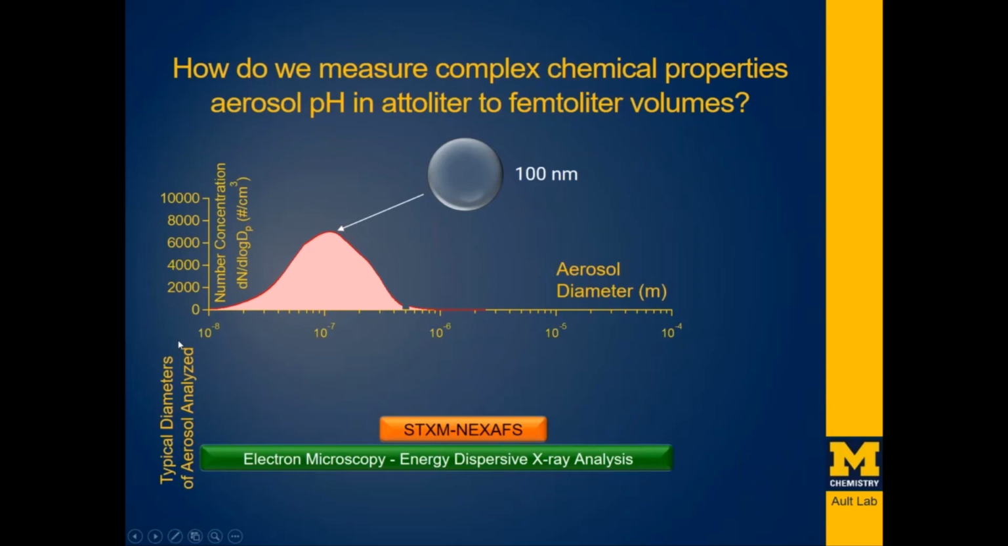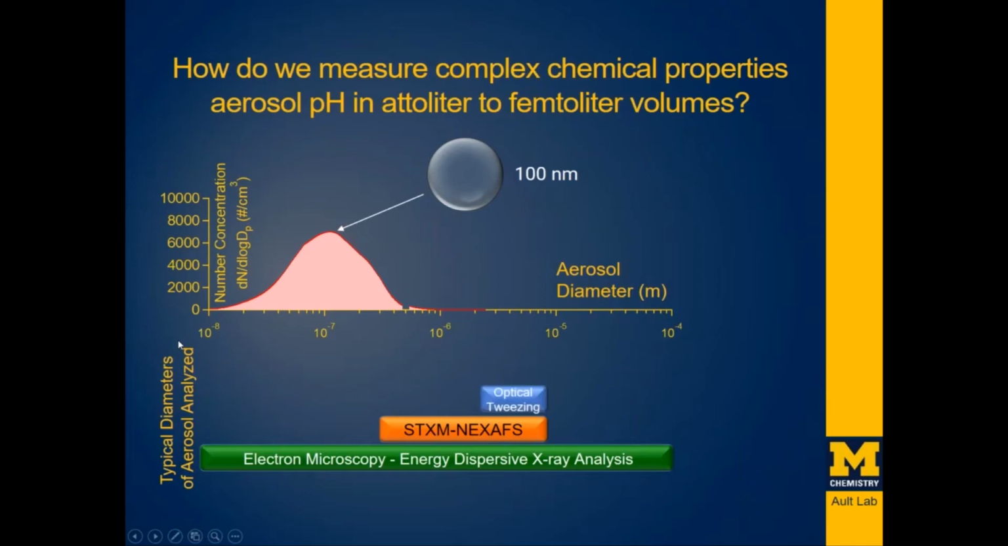Some folks have done some nice work at beamlines with scanning transmission X-ray microscopy coupled with near-edge X-ray absorption fine structure spectroscopy. This looks at electronic transitions, but the problem is that you need a beamline, such as the Advanced Light Source at Berkeley or the light source at Brookhaven National Lab or Argonne, things like that. So you have to go to these sources, and we wanted to be able to look at particles in our lab.